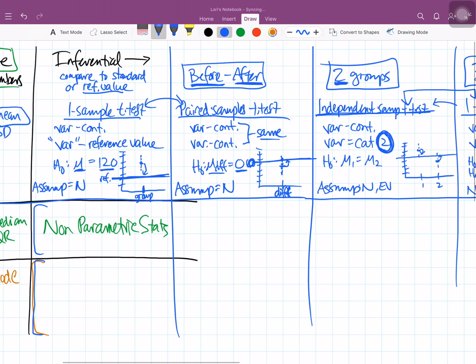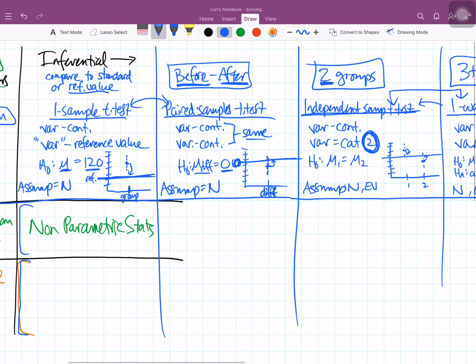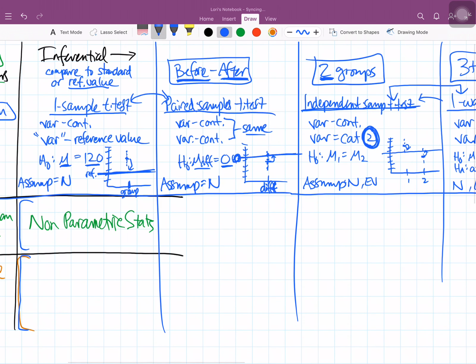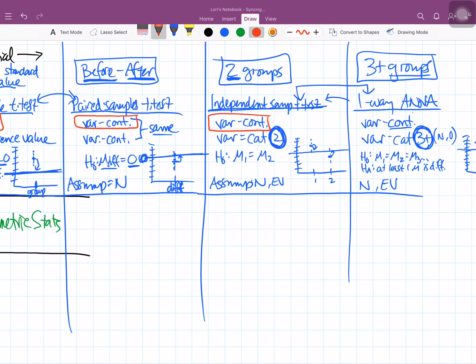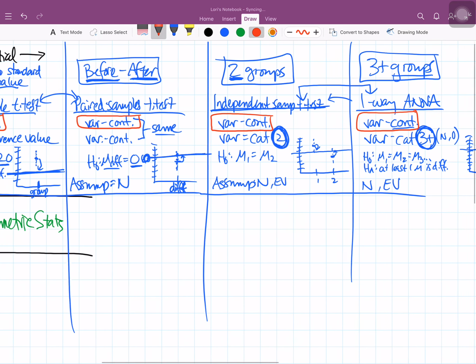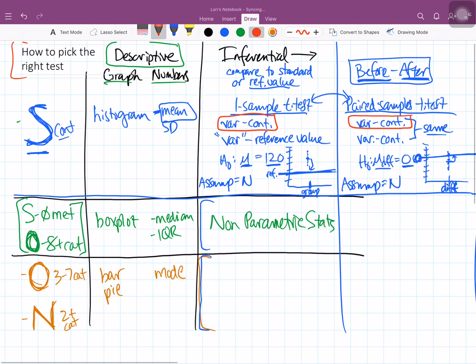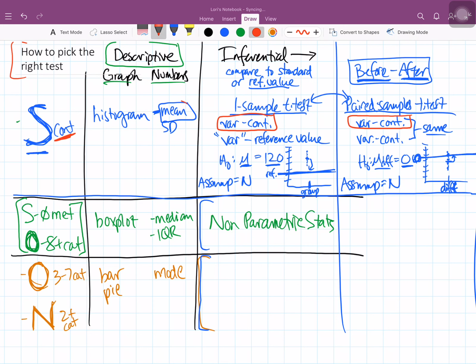Basically, what you need to do if you're given any kind of a testing scenario and asked to pick the best test is you would be looking here to see what kind of variables do I have. Now the thing that you'll notice is that every single one of these has a continuous variable, and it has to because we are testing group means. We can't test group means if we don't have any means to test.